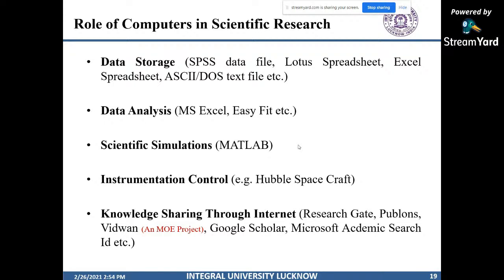So you can create your profile on these platforms. You can upload your publications there. Those papers or publications will be available to the audience on the internet, so anyone can access your paper. If someone wants to collaborate with you, he or she can see what type of research area you are working in, so they can collaborate with you.